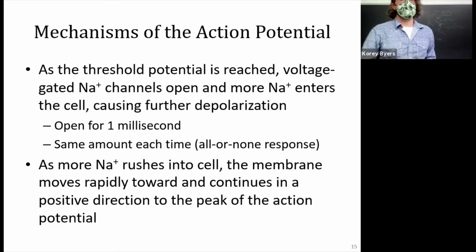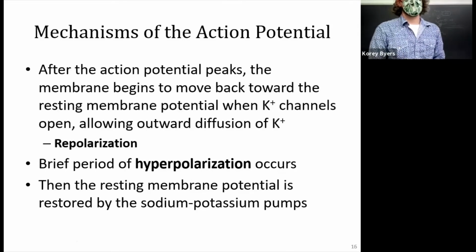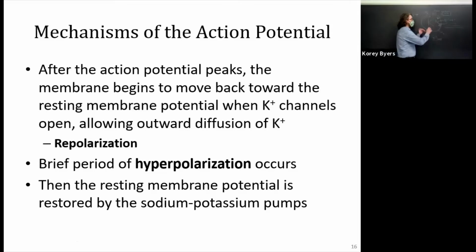And so when it opens up, we have sodium rushing into the cell, and the membrane moves rapidly toward and continues to zero. And then we hit a point where we have so much sodium that our cell actually hits positive 30. We have completely depolarized. So after you've had enough, you hit that positive 30, we send our action potential down the axon.